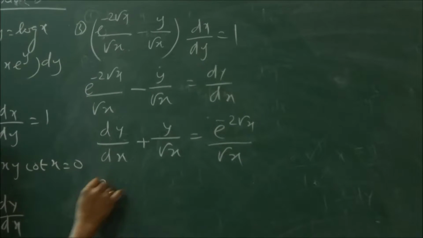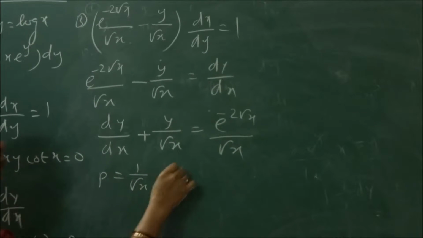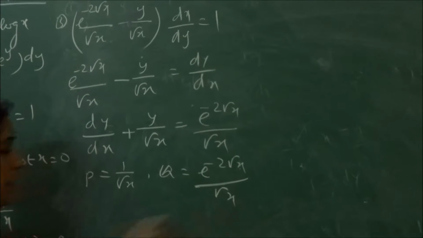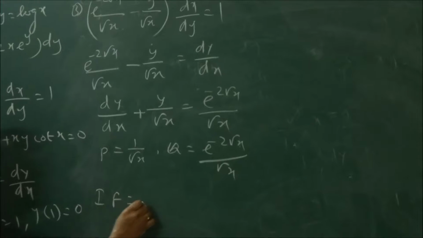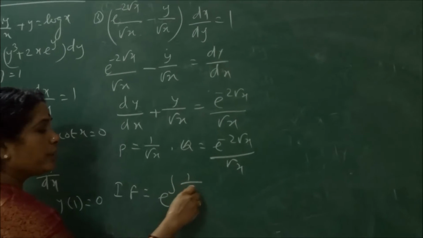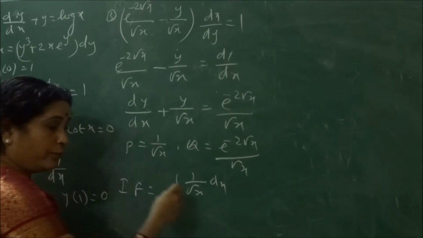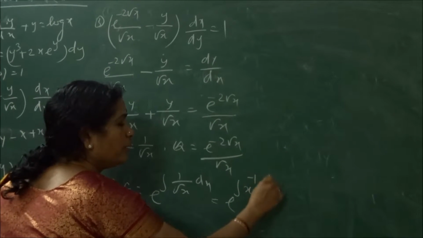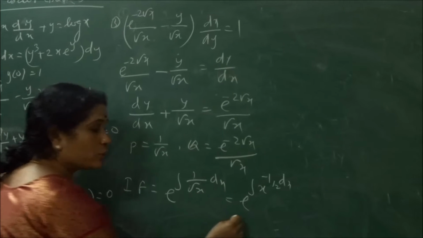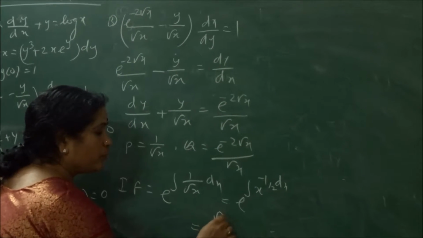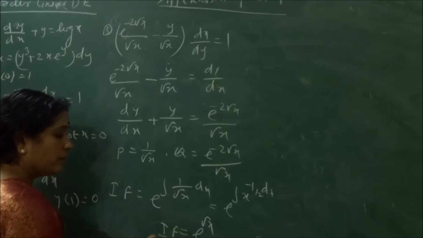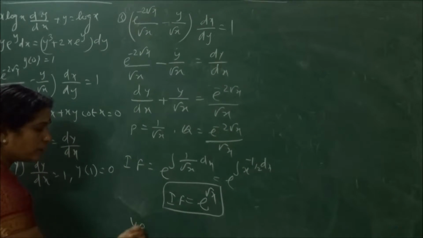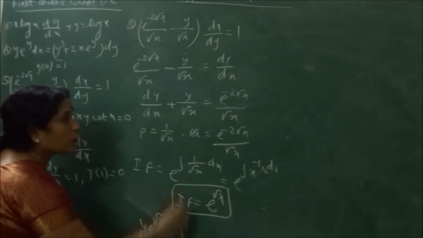Now what is the P here? P is 1 upon root x, and what is the Q here? Q is e power minus 2 root x upon root x. Now I am finding the integrating factor, that is equal to e power integral 1 by root x into dx. If you know the integration, it's okay, otherwise it is x power minus half into dx. Now minus half plus 1 upon, so finally you are getting e power root x, that is the integrating factor. Clear? Now the solution: this is dy by dx, so y into integrating factor equals integral of Q. What is the Q?